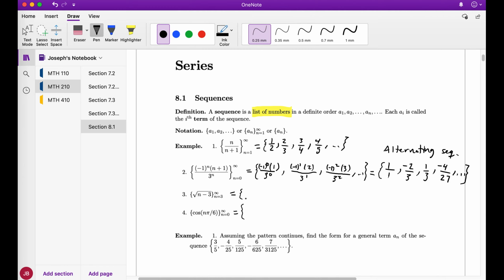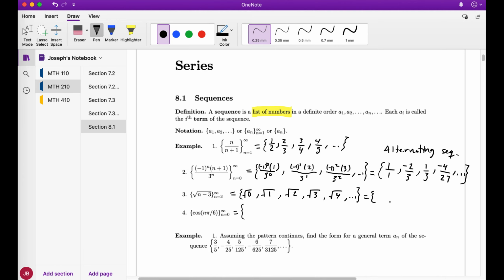All right, so for this next one, we start with 3, so I get the square root of 0, which we can do. Then I plug in 4, and I get the square root of 1. And then plug in 5, I get the square root of 2. Plug in 6, square root of 3, then square root of 4, and so on.